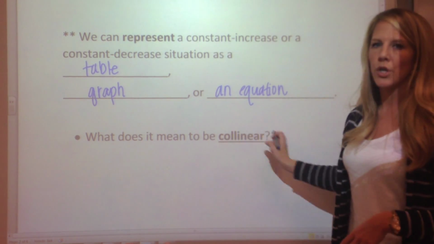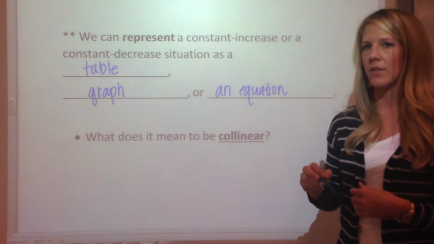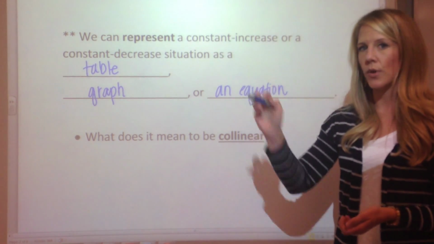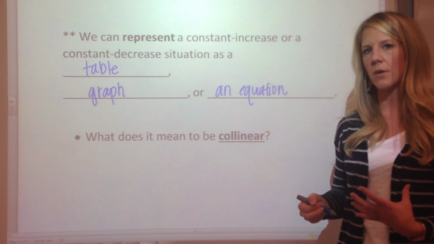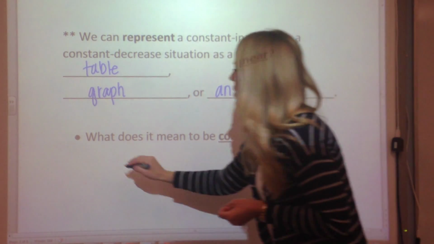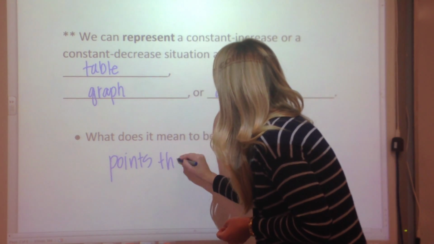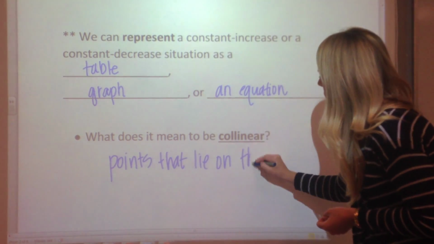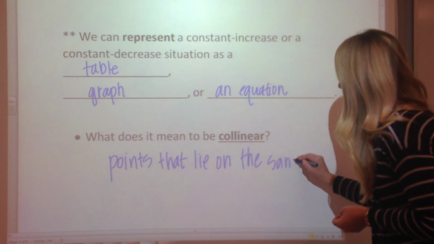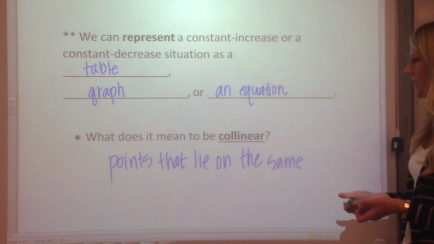You are going to hear this word collinear, and you'll see it again in geometry. When we say collinear, we just mean points that lie on the same line. When I was plotting those points and then I drew a line through them, all of those points would be considered collinear because they were all on that exact same line. So if you're asked if points are collinear, that just means would all those points lie or fall on the same line.